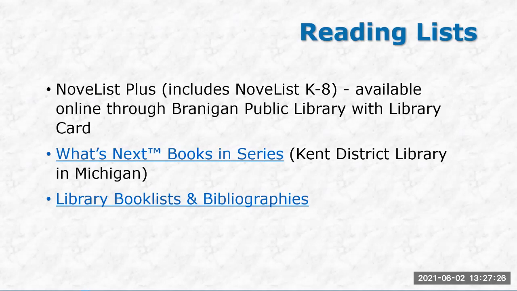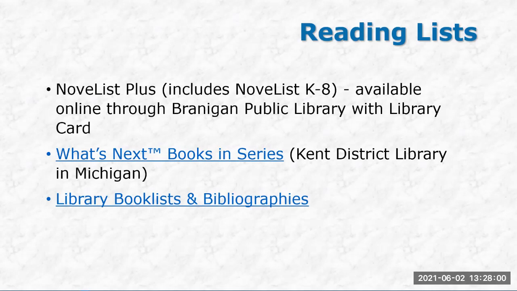Our next group is a series of reading lists. There are a lot of reading lists out there, and I just chose a couple that I would highlight that you may or may not be aware of. The first one is Novelist Plus, and you get to this online through Branigan Public Library, but you do have to have a library card because it is a subscription that Thomas Branigan pays for.